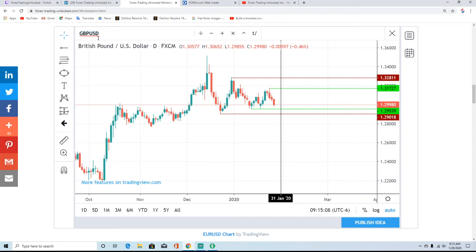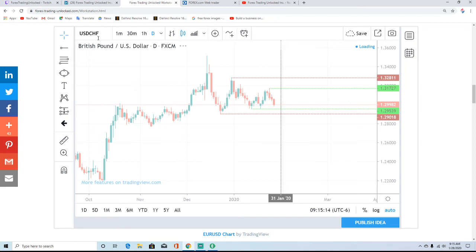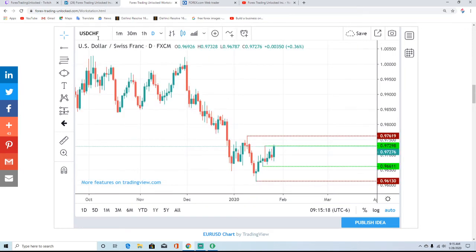So now we're going to look at our US dollar Swiss franc trade. This has been a nice little buy. Now the Swiss franc has been a bull against most of the market for quite some time. As the US dollar has been a bull against most currencies, so has the Swiss franc. The only market the Swiss franc hasn't been really much of a bull is the dollar.